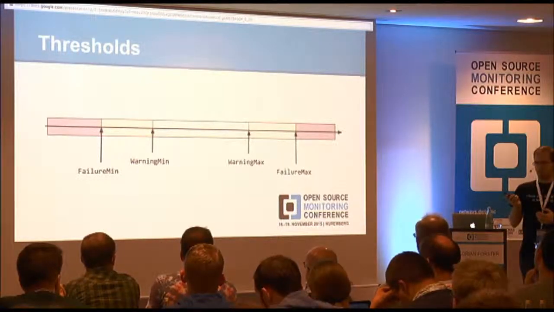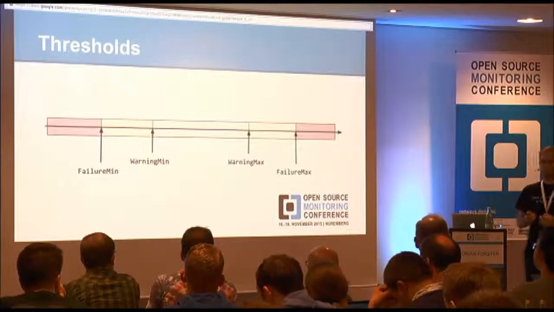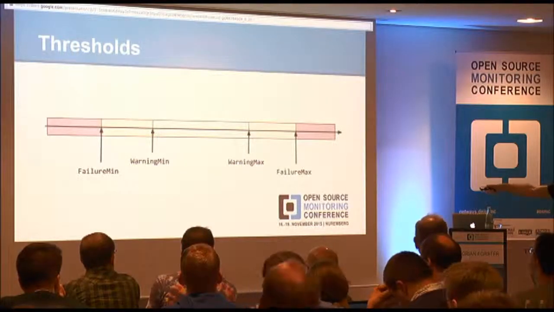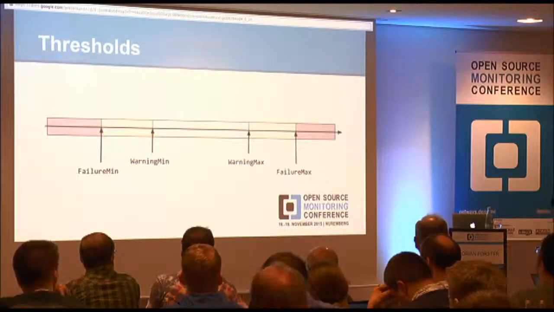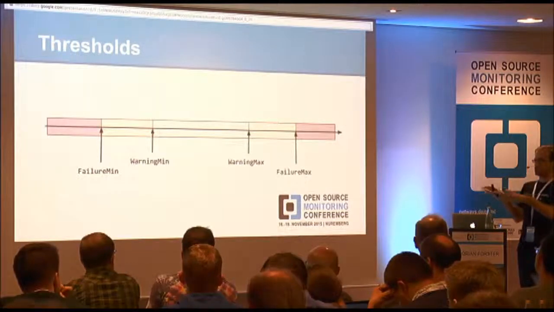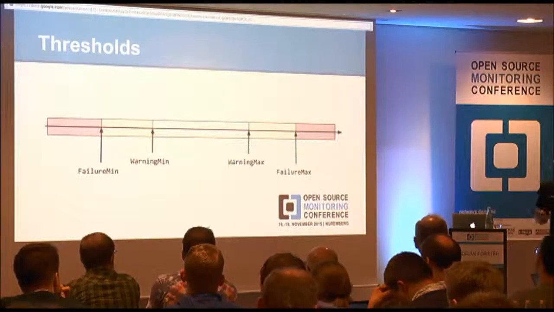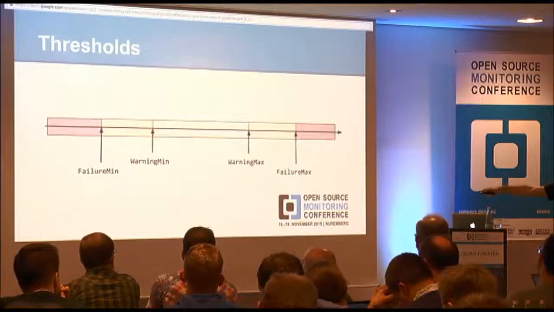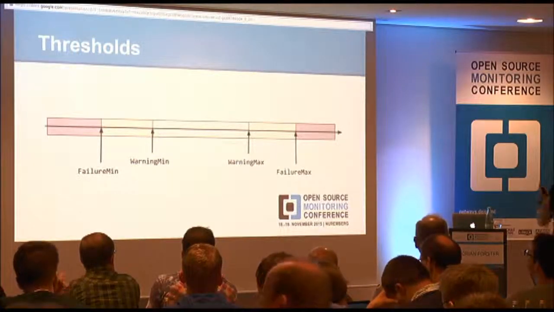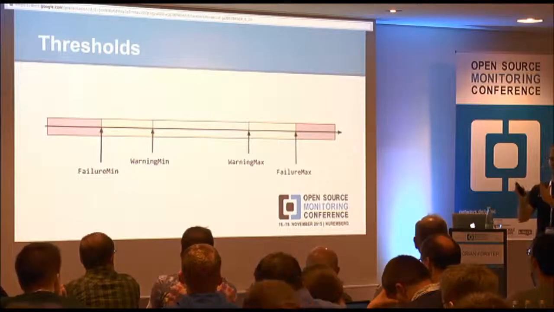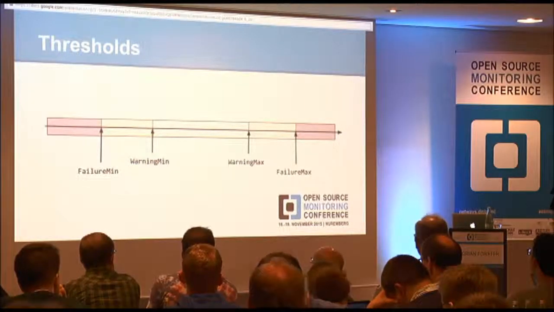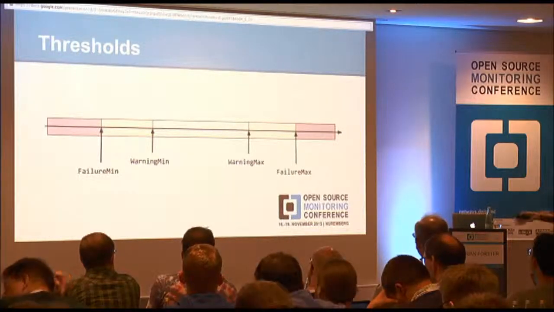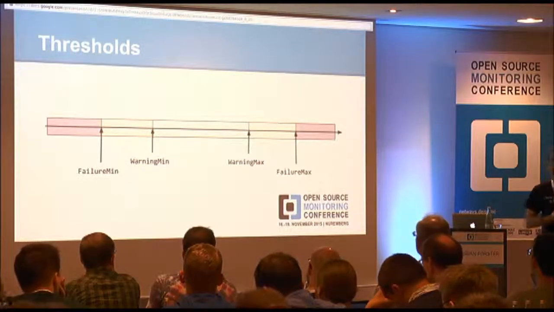As you have seen in the configuration example, I only specified a single one. I only specified the warning max in my example. If you don't specify the other ones, that boundary simply doesn't exist. So if you leave off warning min, for example, but specify failure min, there would be a hard boundary between an OK value and a failure, and nothing in between. So you can leave anything off if you're not interested in this.